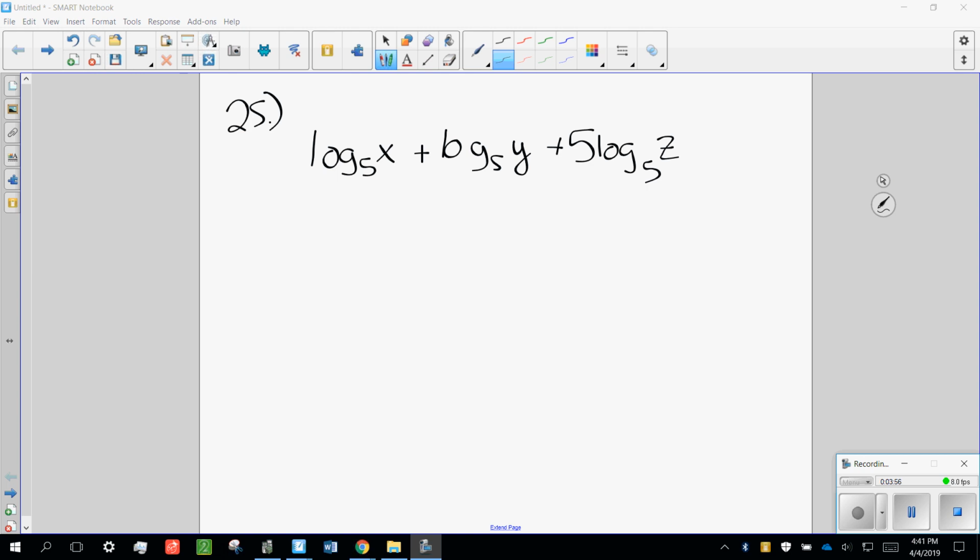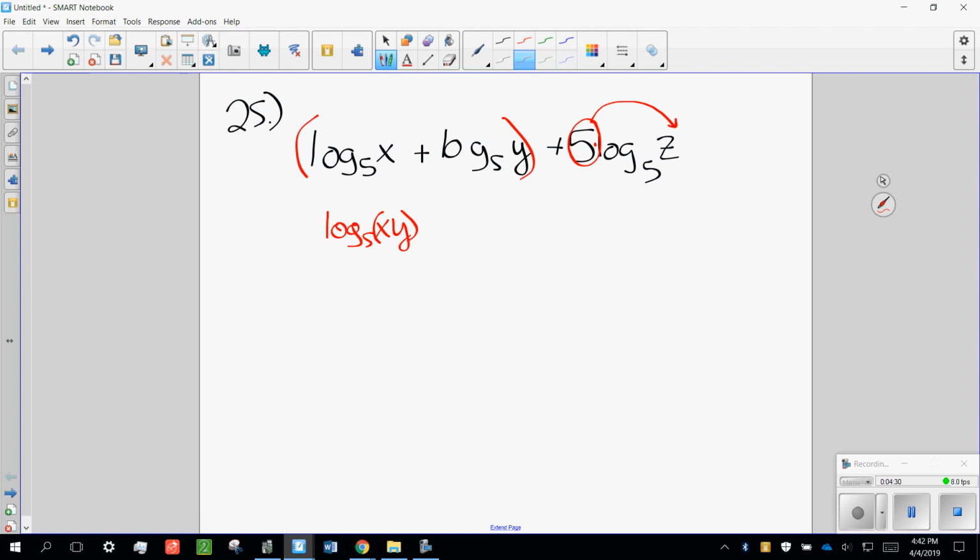And here we are with number 25. We have 3 logs here, and one of them has multiplication going on in front of it. So if we have a constant being multiplied by a log, that means we can take that constant into the log, since we're condensing, and it will become a power. So we've got log base 5 of x. Actually, let's go ahead and combine these two. They're adding, and they have the same base, which means we can multiply. We can put them in one log where x and y are being multiplied.